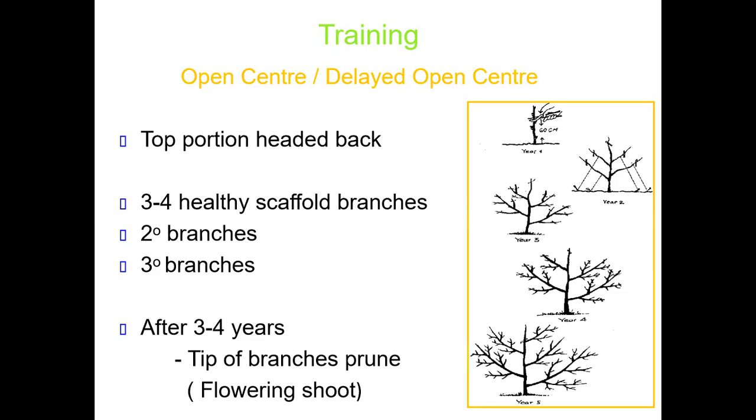So the tips of the branches you are pruning, or the flowering shoots also you are pruning. Up to the fourth or fifth year you can do this technique, because in the early stages we are encouraging the development of the canopy or vegetative growth. That is the pre-bearing period of that particular crop, so we are not expecting any fruit yield during that time, in the early stages of crop establishment.